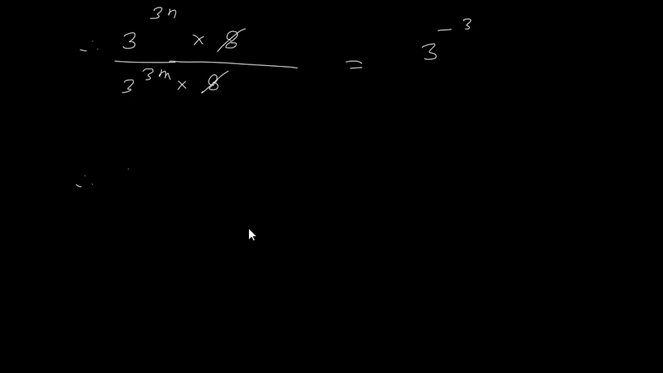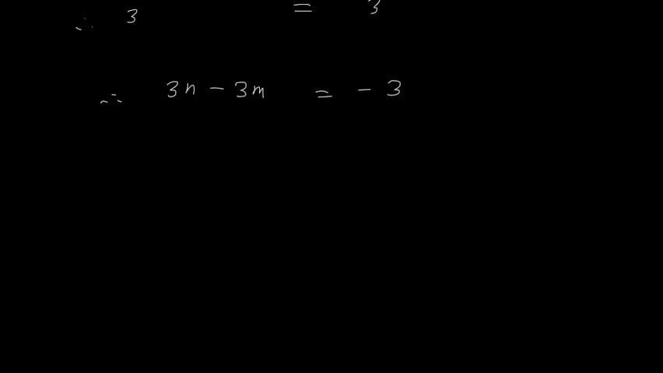So therefore we have 3 power 3n minus 3m is equal to 3 power minus 3. So we get 3n minus 3m equal to minus 3. Now 3 I can take common and cancel. So I take 3 common, so it is n minus m is equal to minus 3. Dividing by 3, this gives me n minus m is equal to minus 1.